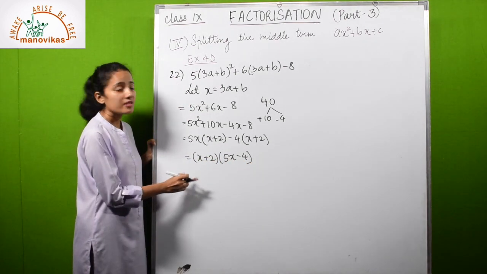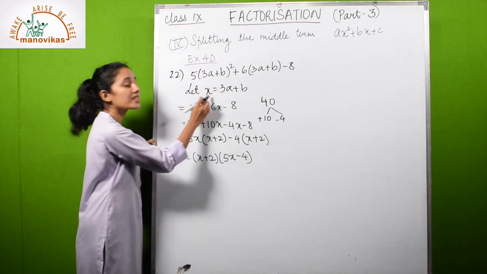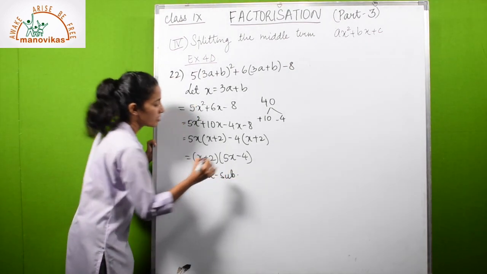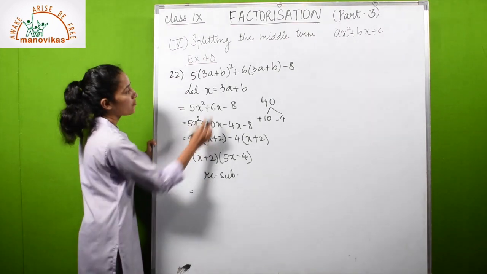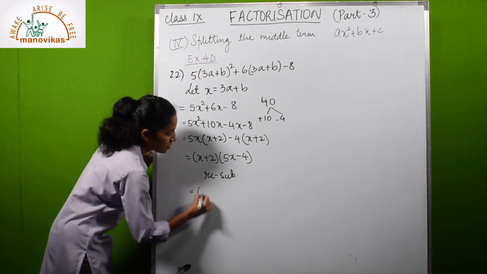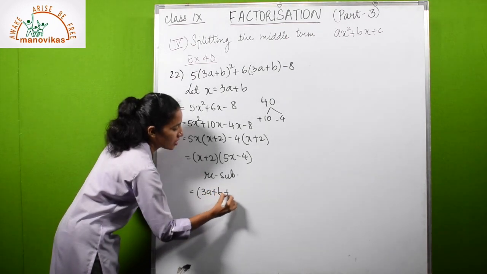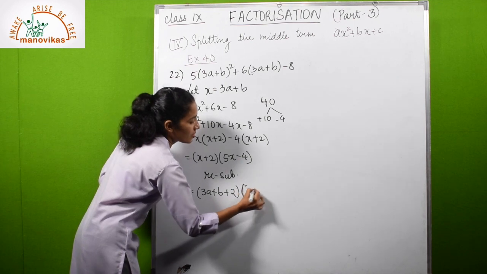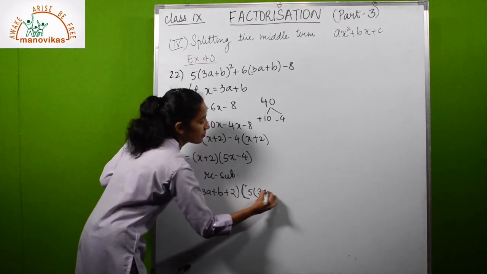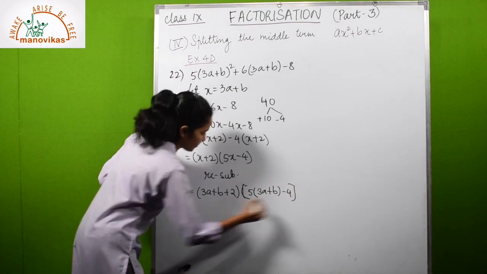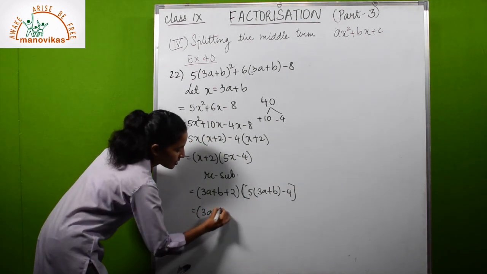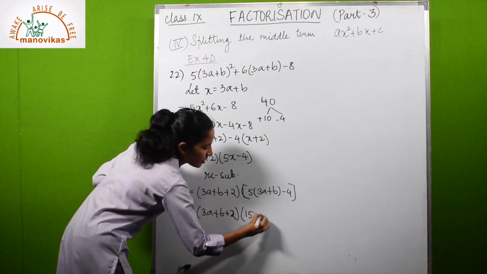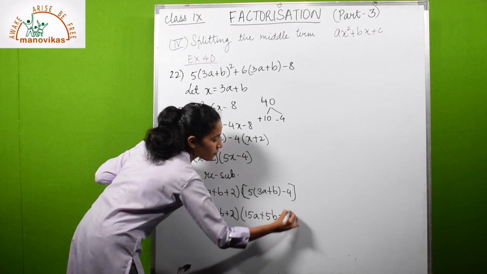Now don't leave it at this because your original expression was not given in terms of x. So now you have to resubstitute. Resubstituting, in place of x, I will put 3a plus b. It will be 3a plus b plus 2. And in the next case, 5, in place of x, I am putting 3a plus b minus 4. So that will be 3a plus b plus 2, and this will be 15a plus 5b minus 4.